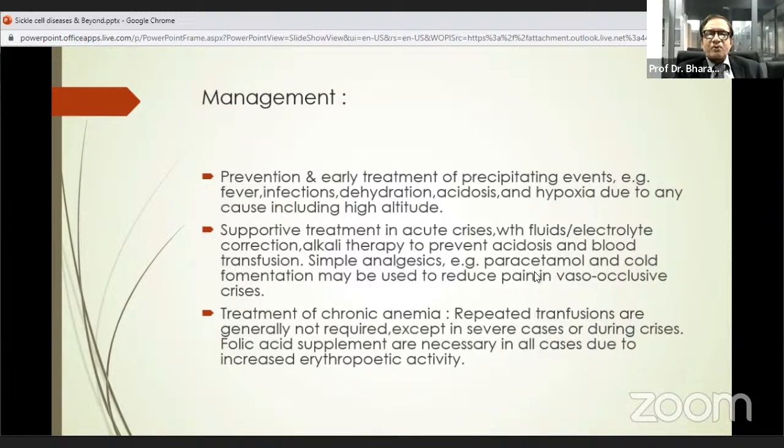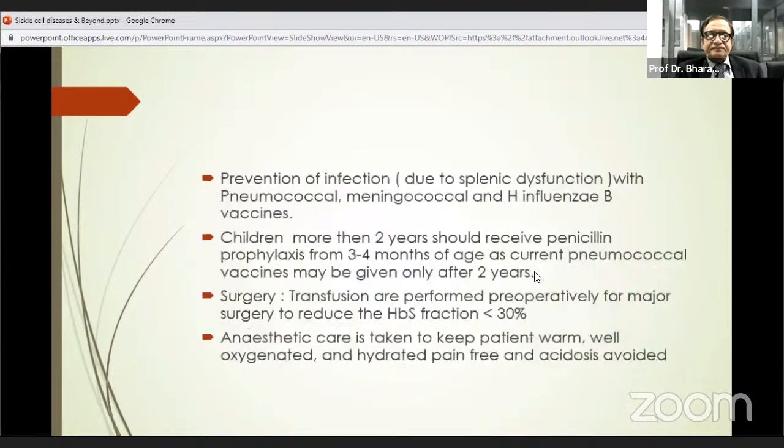And treatment of chronic anemia: repeated transfusions are generally not required except in severe cases and during the crisis. And folic acid supplementation is necessary in all cases due to increased erythropoietic activity.